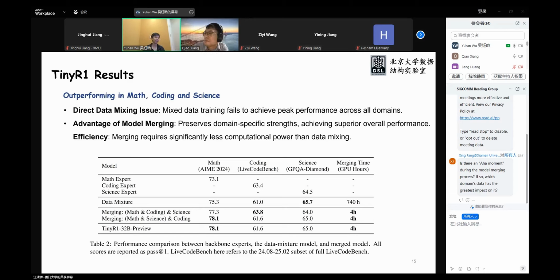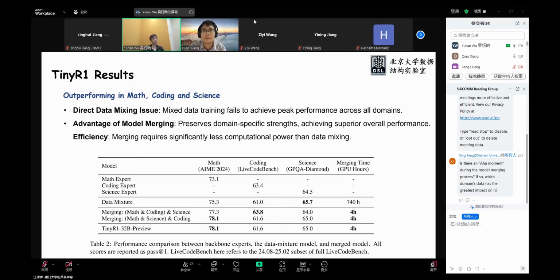I think it's hard to compare, because we find that if we train on math data, the coding score and the science score will also rise. And that's the same for coding data and science data. So it's hard to tell which domain is the most important.